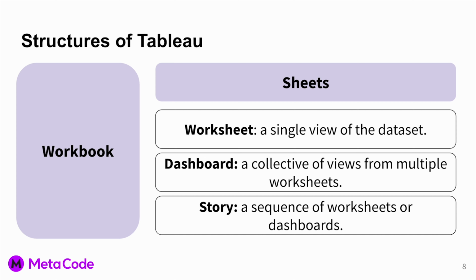Another type of sheet is a dashboard. A dashboard is a collective of views from multiple worksheets. So imagine this being a canvas or a poster paper that includes more than one worksheet in one dashboard. Lastly, there is a story. A story is a sequence of worksheets or dashboards that come together to tell a story.